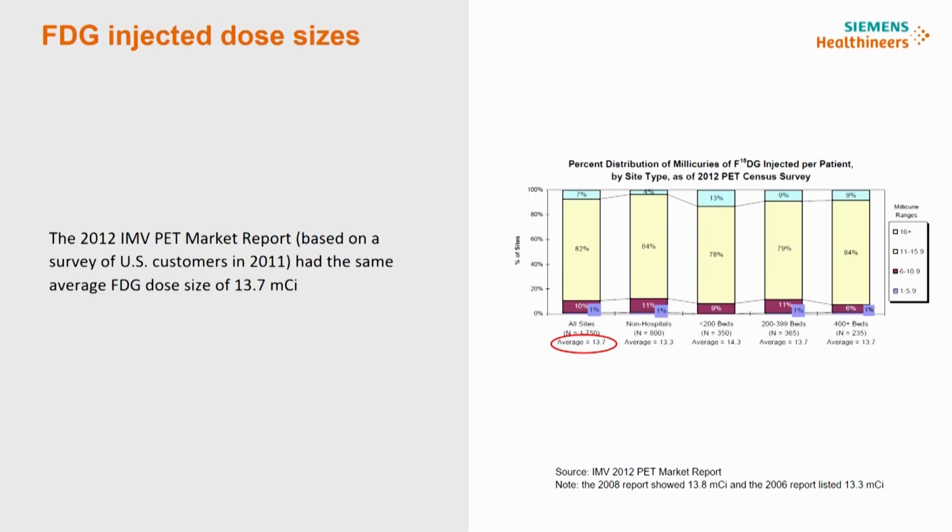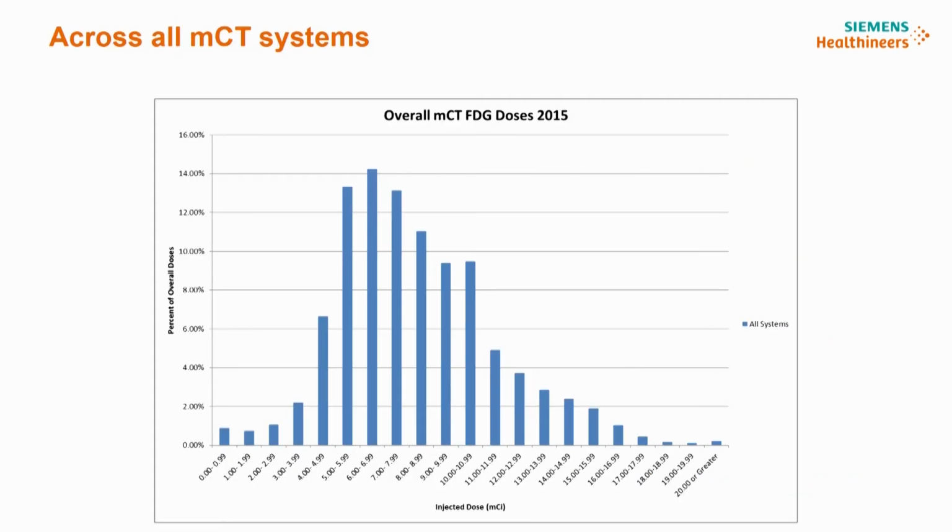There was also a 2012 IMV report, which reported exactly the same sort of number from the US, around about that 13.7, which is just over 500 megabecquerels. So this is a histogram showing overall doses. Now, to be fair, it is slightly underrepresenting the US data, but here we see that average doses globally are around about that 7 millicurie range, which is around about 260, 250 megabecquerels.